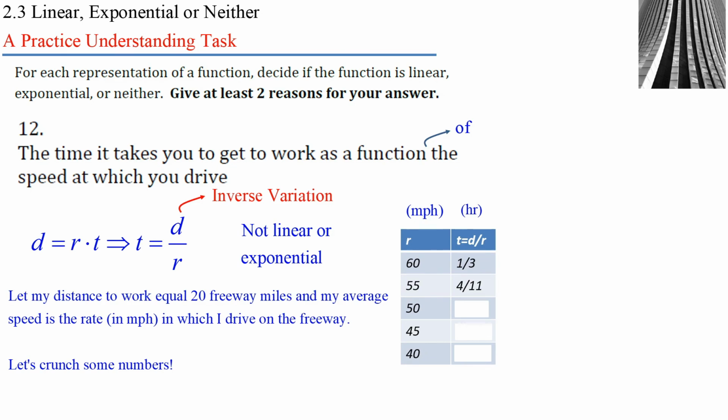All right, and now let's go 20 divided by 50. 20 divided by 50, and I'm going to get the fraction 2 over 5. And then 20 divided by 45, and I'm going to get the fraction 4 over 9. Wow. And then one more, 20 divided by 40. Well, I think we can handle that. That's a 1/2. All right, there we have it. That's a great table right there.